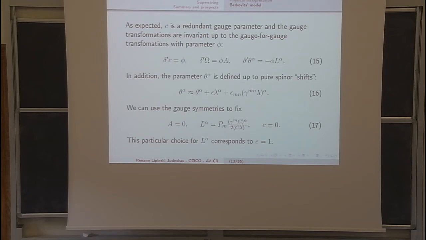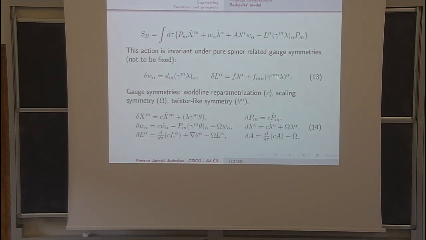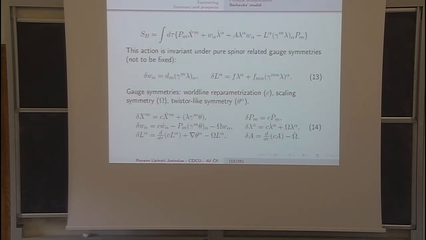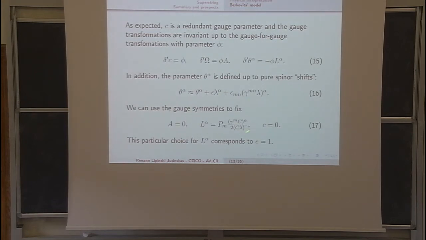So in addition, this ghost variable, this theta alpha, or the parameter of the gauge transformations, is defined up to this pure spinor shifts. And this is exactly a consequence of this relation here. Right? So the Lagrange multiplier has this gauge freedom, and so does the ghost field associated. Right? So you can use these symmetries to fix A equals zero. So to fix A equals zero, I'm just using the scaling symmetry here with this parameter omega. So there's a derivative, so it will give me some dynamical ghost. L alpha equals to this.